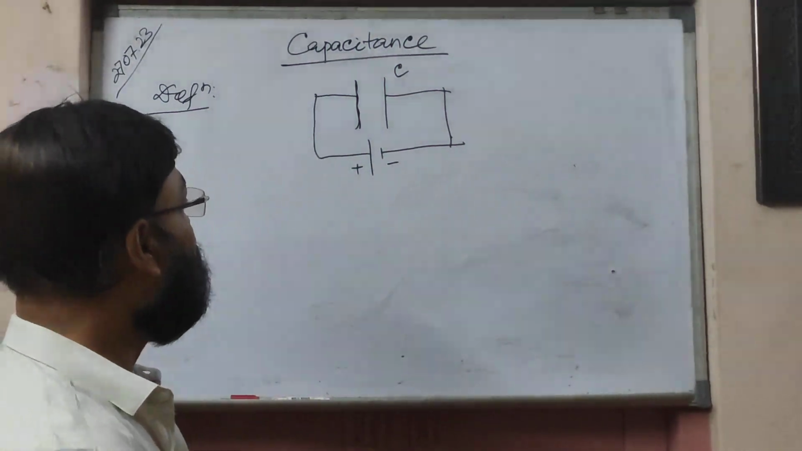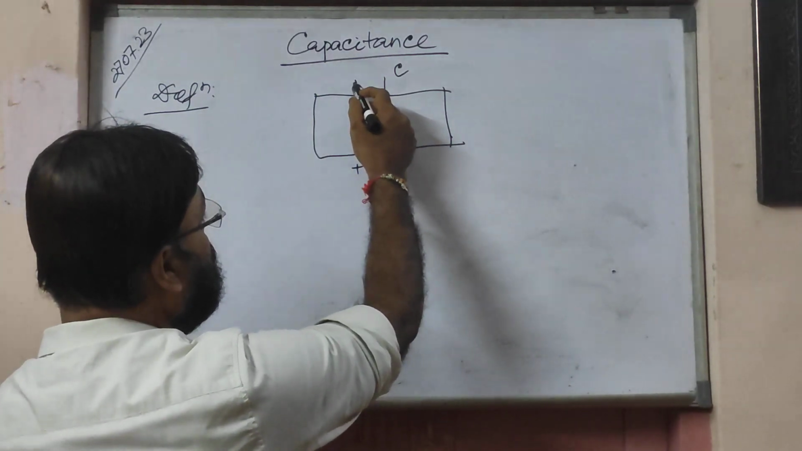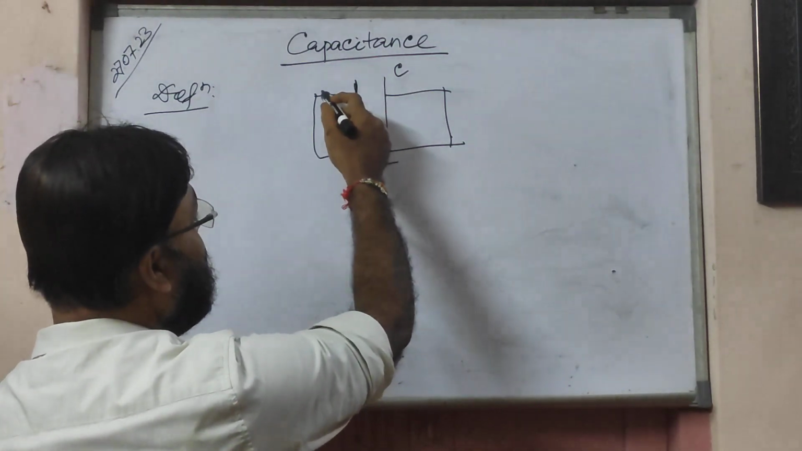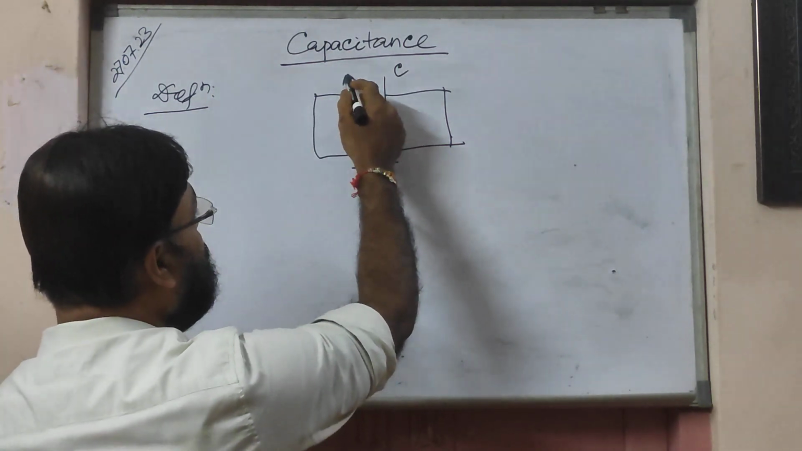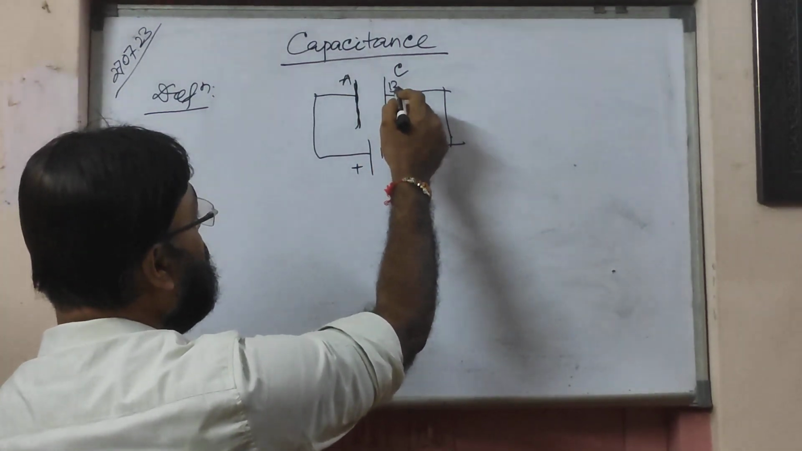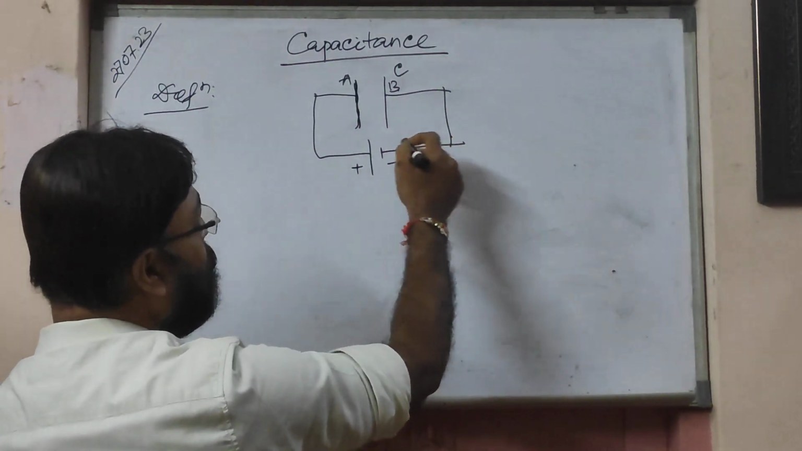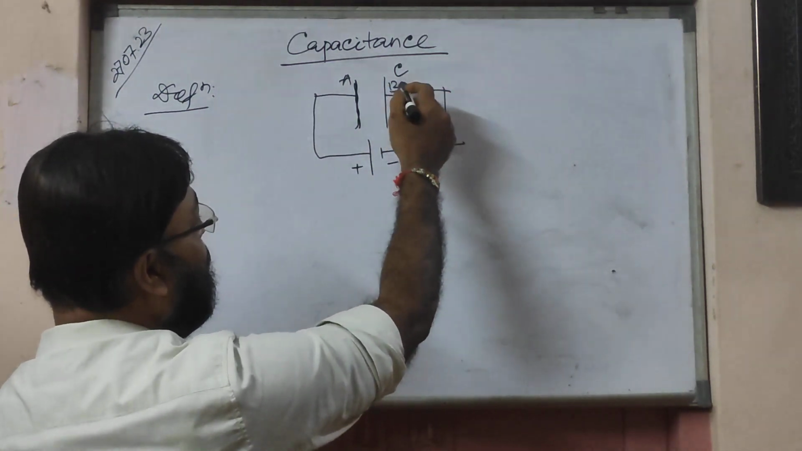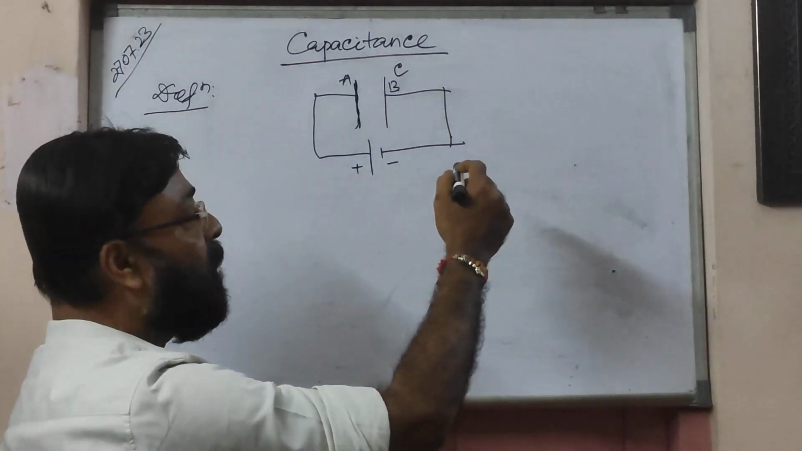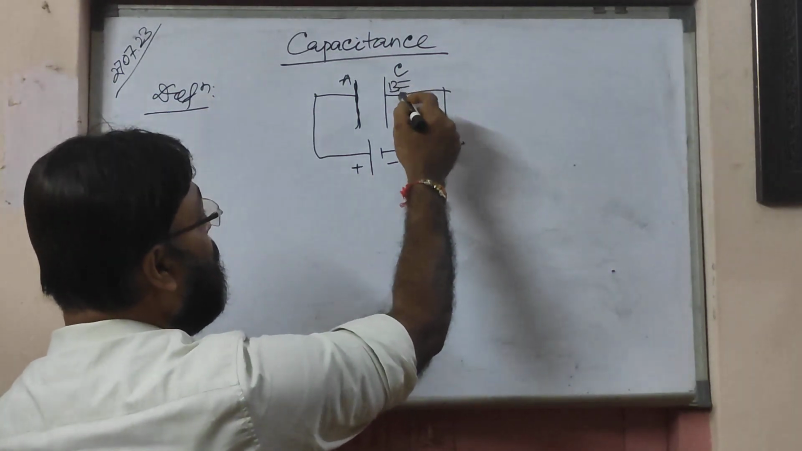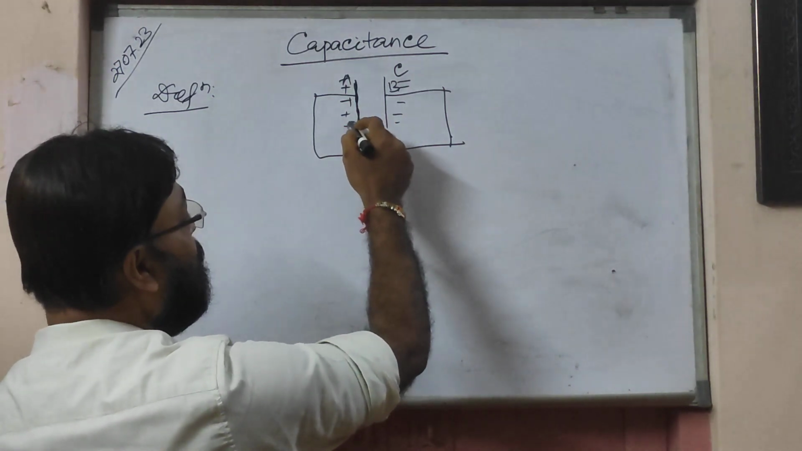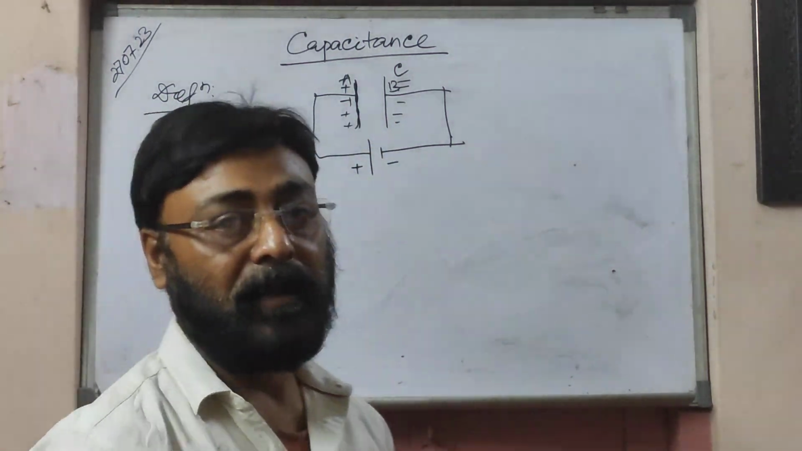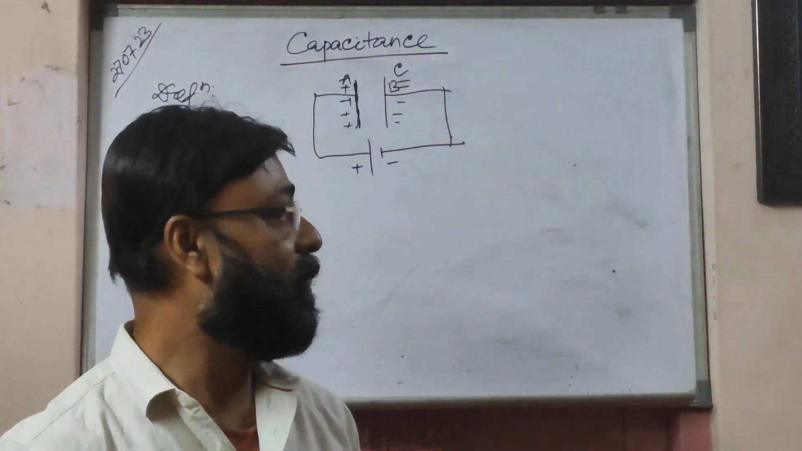Now what will happen? As these are two conducting media, it will attract electrons from this plate. Suppose this one is plate A and this one is plate B. The electrons move through the battery and get accumulated at plate B, so it becomes negatively charged and this becomes positively charged as it loses electrons. At that time the capacitor is said to be charged.